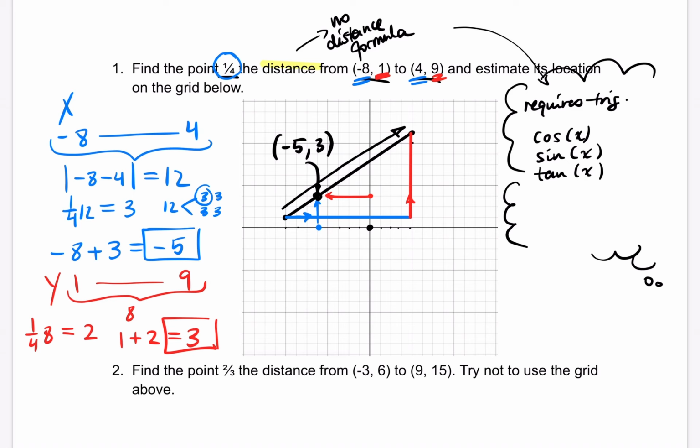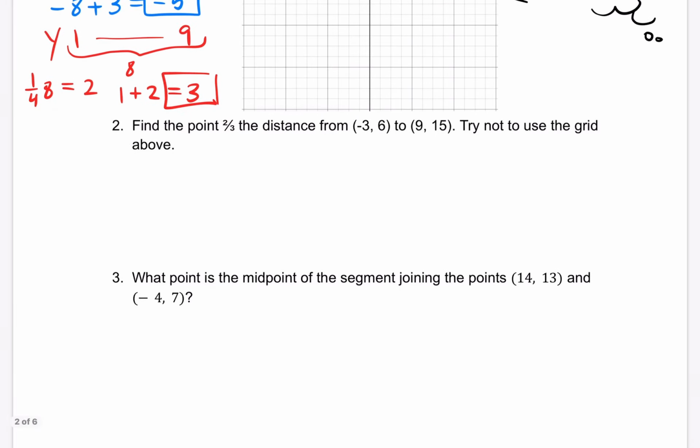All right, but this is the same exact principle. I'm going to do the same exact thing for these two problems down here. There's just no picture now. That doesn't matter. Don't worry. As long as we're still going to do the same thing. So in blue, here's my x-coordinate. -3, 2, 9. So I'm walking from -3 to 9, and I want to go 2/3 the distance.